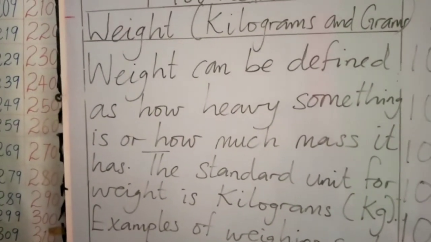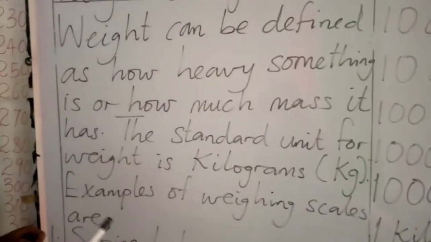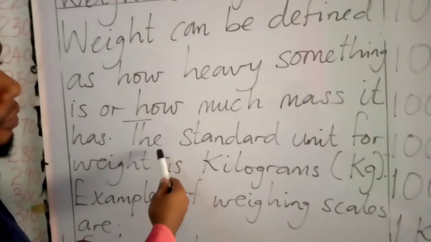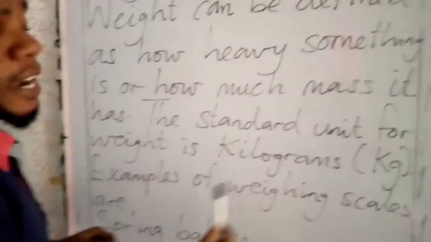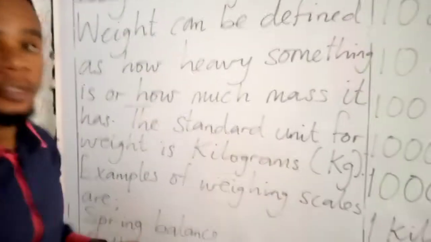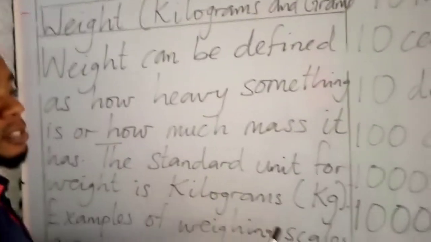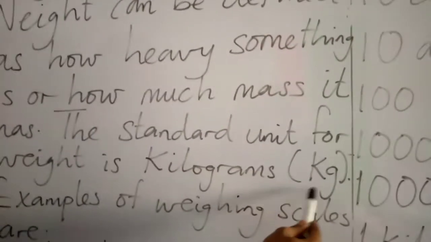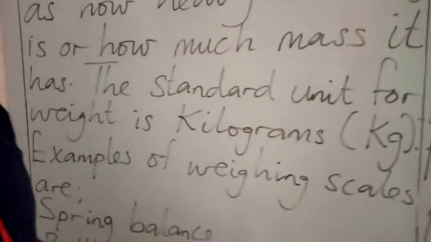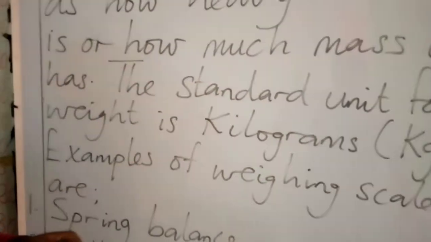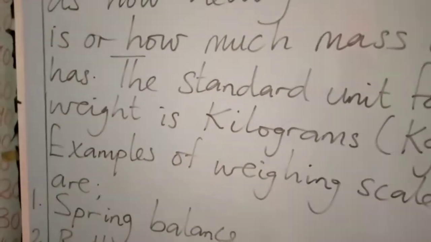Now the standard unit for weight is the kilogram, and it's written as kg. So anytime you see kg, it means what? K stands for kilo and G stands for grams. So kilograms gives us kg. That is the standard unit. We have other units.